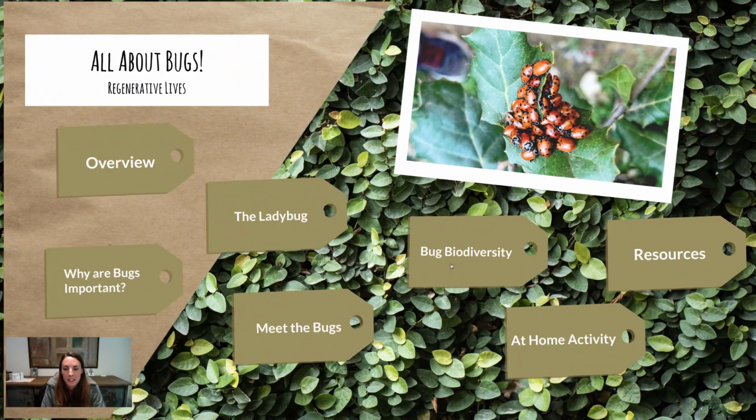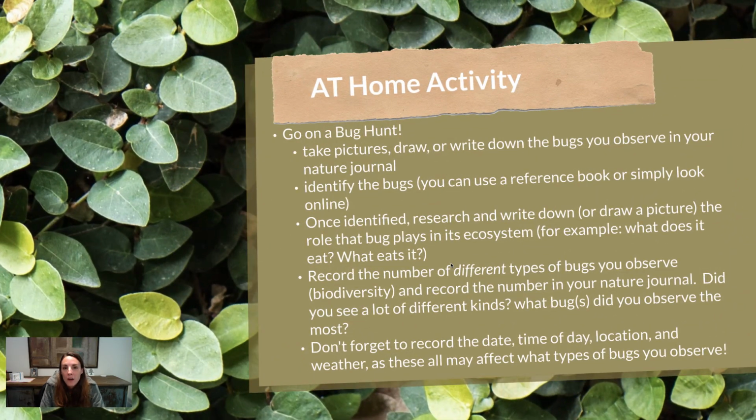All right. So what I'd like you to do, if you would like to do it, is a little at-home activity, which is go on a bug hunt. And I want you to take pictures, draw, or even just write down and describe the bugs you observe and put that in your nature journal or the handout on my website. Identify the bugs. You can use a reference book or simply try to find it online. It's okay if you can't find the name of the species. You can just put a question mark next to it in your nature journal.